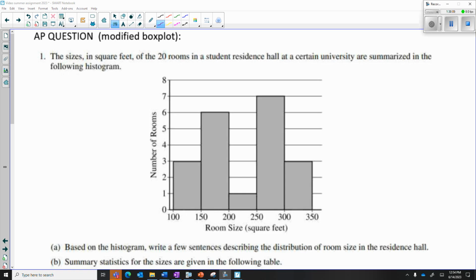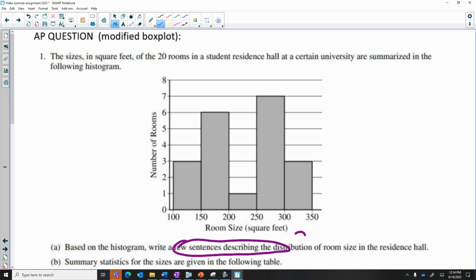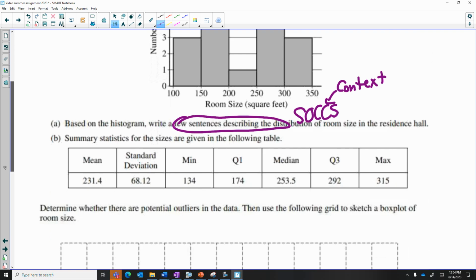Here is the AP question that culminates in the skill that I just went over, the modified box plot. It's going to give you a histogram. It's going to ask you to write a few sentences describing. So that's going to be your SOCS. Remember, you're going to do it in context. Make sure you use the context of the question for part A. Then it gives you the summary statistics, aka your 5-number summary.